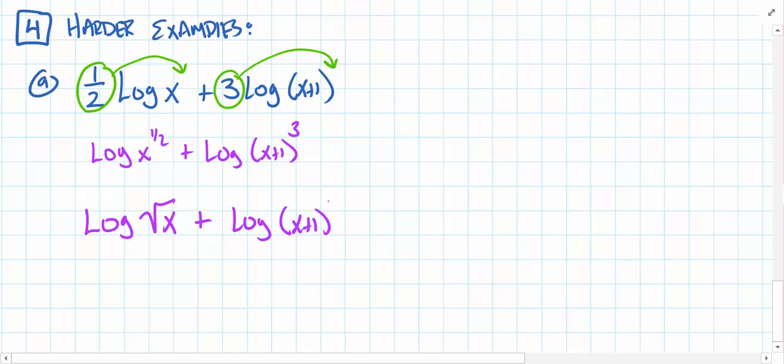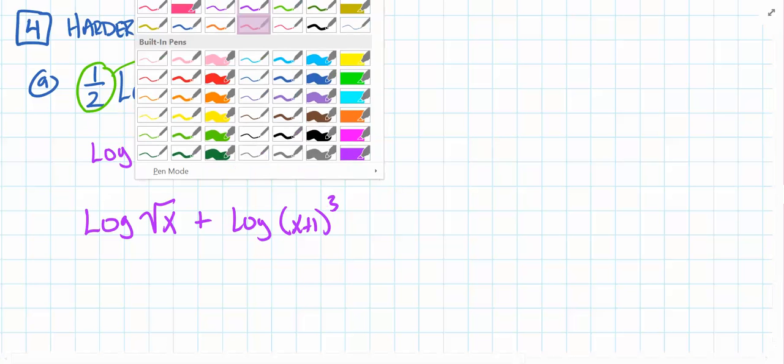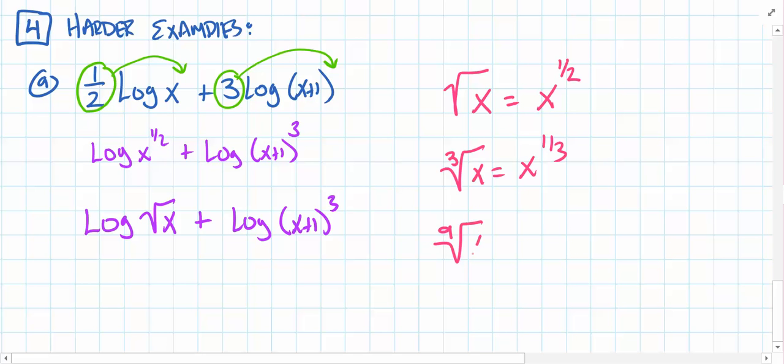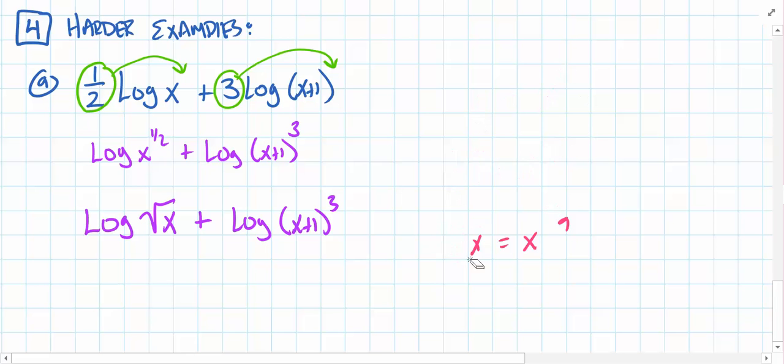So look here. The square root of x is the same thing as x to the 1/2 power. The cube root of x is the same thing as x to the 1/3 power. The 9th root of x is x to the 1/9 power. You guys remember that, right? No, you don't? Okay, now we do. So, getting back to our problem at hand here.